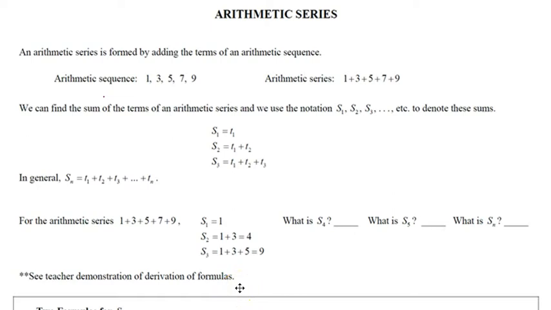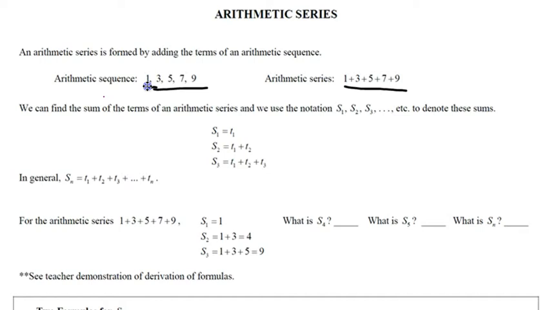Arithmetic series. An arithmetic series is formed by adding the terms of an arithmetic sequence. So you could think of it as replacing the commas with plus signs. We can find the sum of the terms of an arithmetic series, and we use the notation S sub 1, S sub 2, S sub 3, etc.